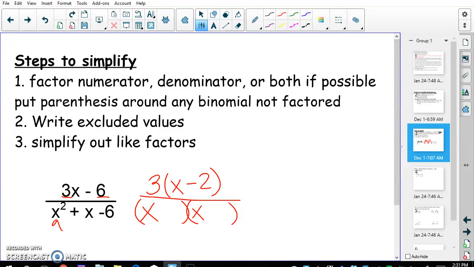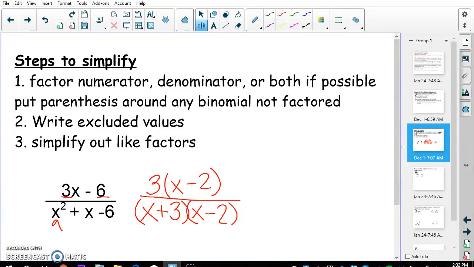What's going to make negative 6 but add to 1? I'm going to go with 3 and 2. I know the 3 has to be the positive one. The 2 has to be the negative one. Now I've got everything factored. So the steps said factor the numerator, denominator, or both.